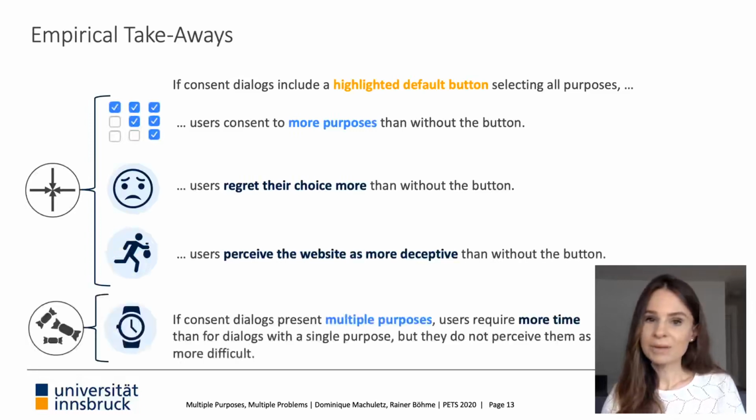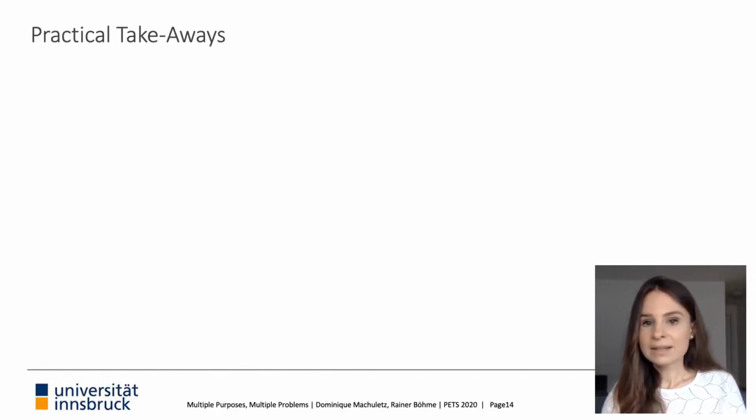Now turning to the theory of choice proliferation. Even though we found that the presented number of choices significantly impacted the response time, the fact that the respondents did not perceive it as more difficult indicates that most users can handle 3 different purposes without experiencing negative effects. Our empirical findings let us draw several practical conclusions.